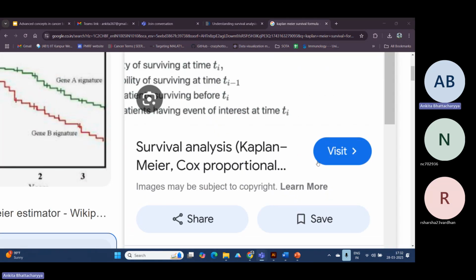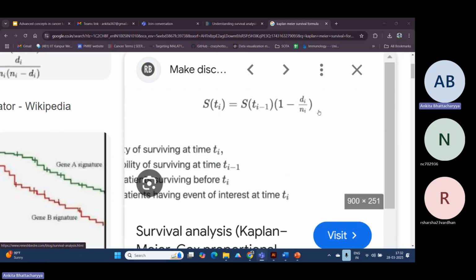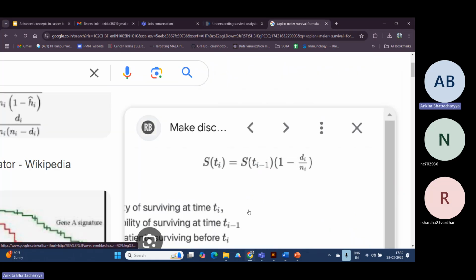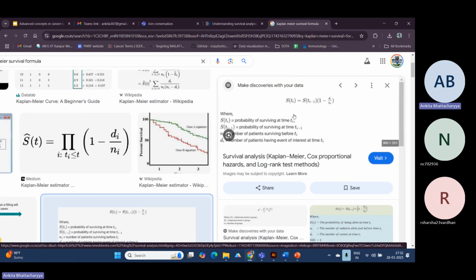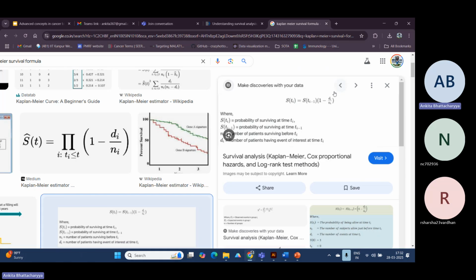Let me zoom in a little bit. This is the statistical function that is used to calculate the probability of survival. The probability of survival at time ti is what you're calculating. For that, you take the probability of surviving at time ti minus 1 and multiply that with 1 minus the number of events at time ti in the numerator over the number of patients surviving before time ti in the denominator.